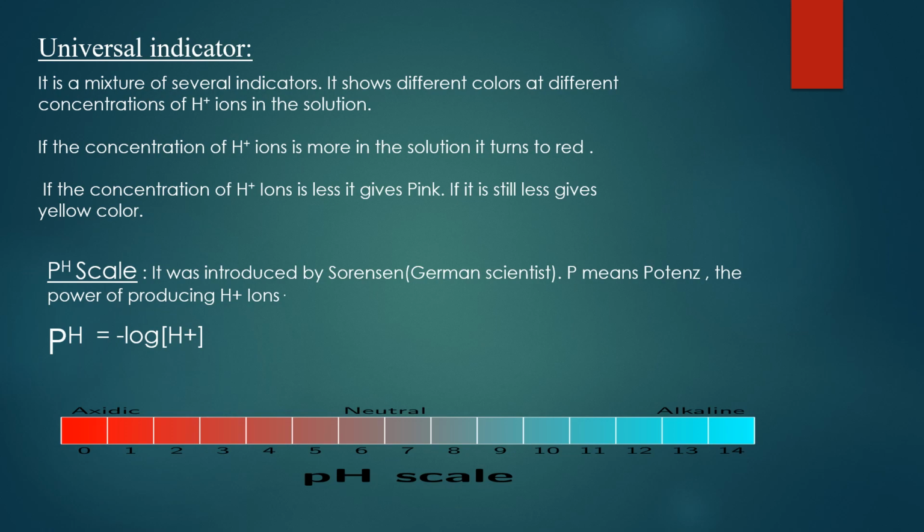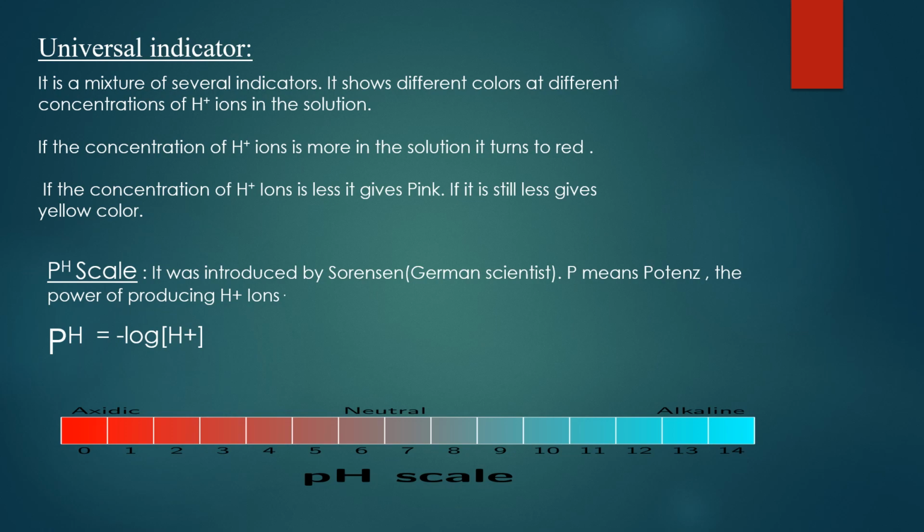For example, if the concentration of H plus ions is more in the solution, it turns red. If the concentration of H plus ions is less, it gives pink color. If the concentration of H plus ions is still less, it gives yellow color. So depending on the concentration of the H plus ions, universal indicator shows different colors.